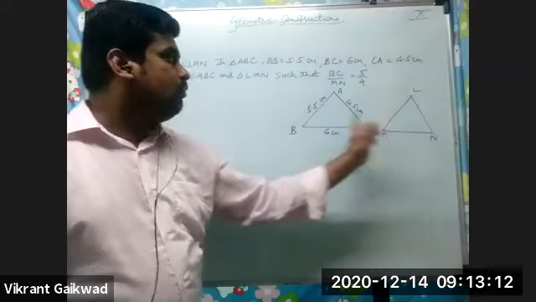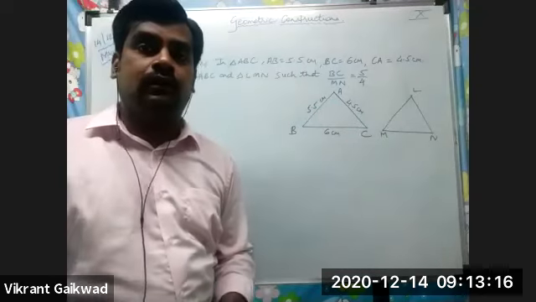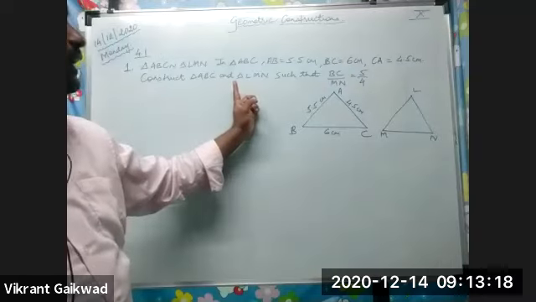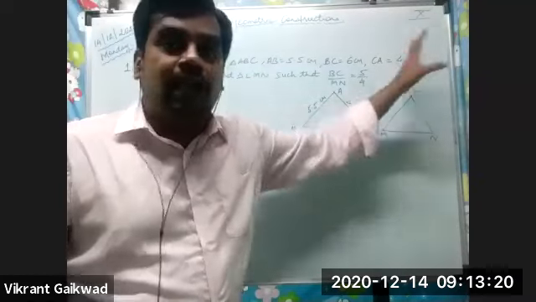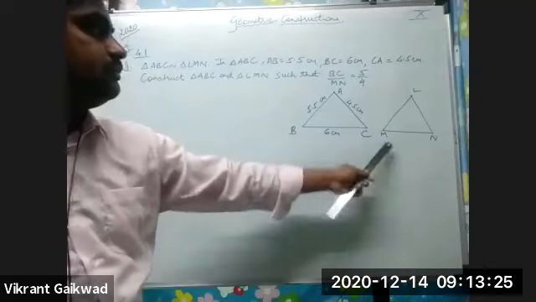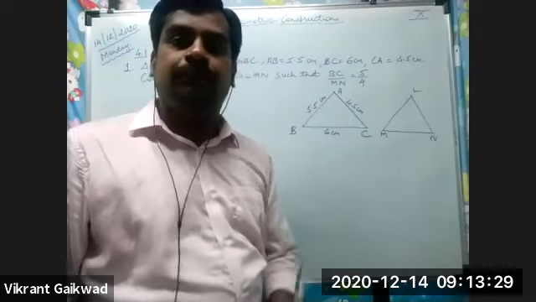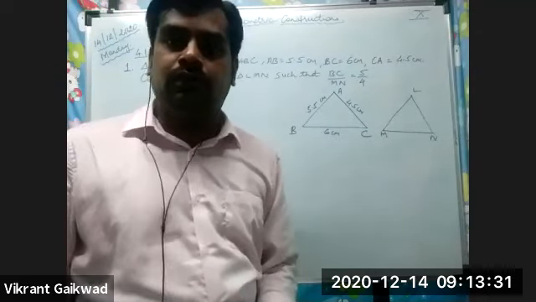But now in the question, it is asked to construct triangle ABC and triangle LMN. But for LMN, is any value given to us? No, none of the values is given to us. So we need to find the sides of triangle LMN, and we can do it.